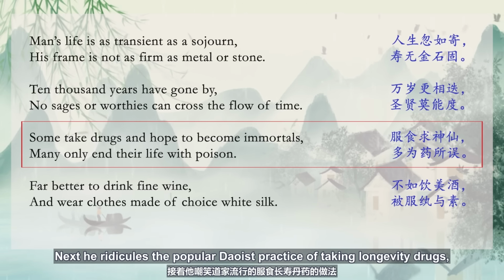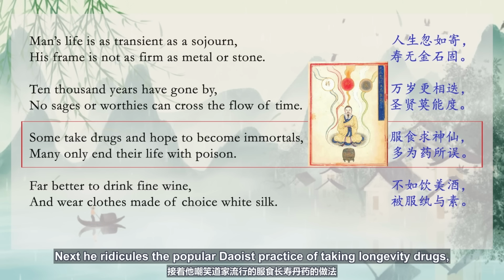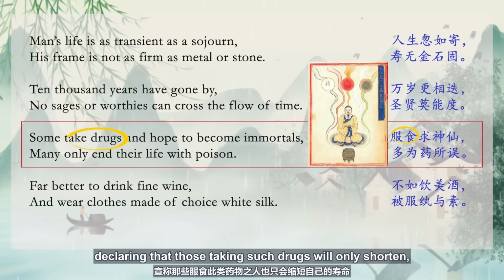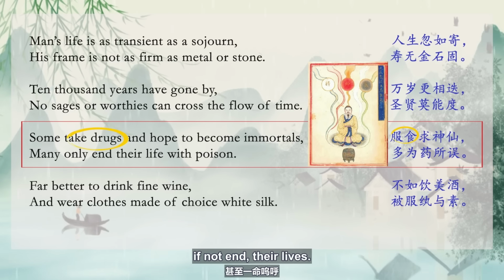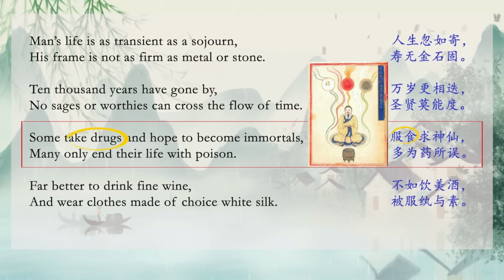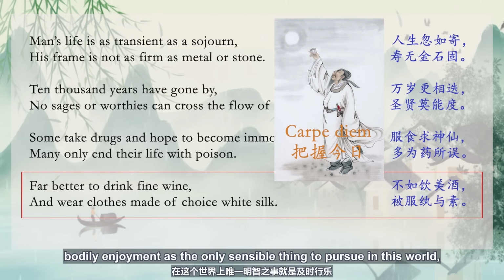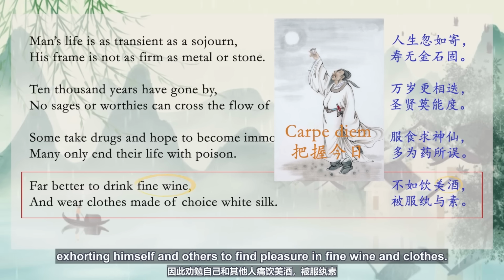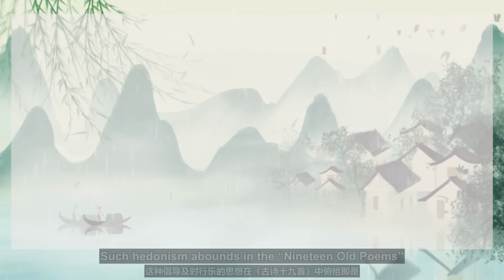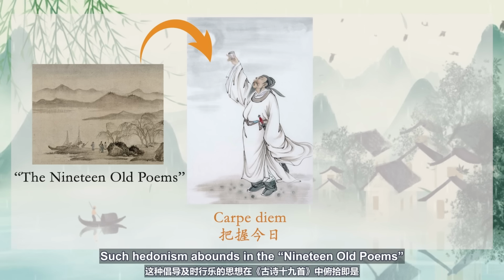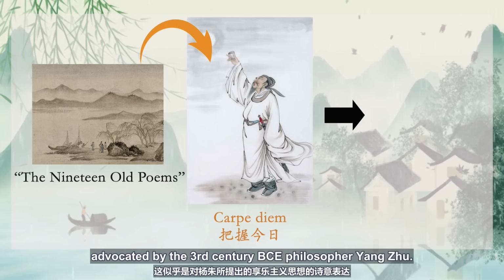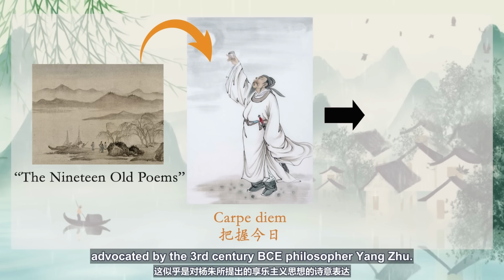Next, he ridicules the popular Taoist practice of taking longevity drugs, declaring that those taking such drugs will only shorten, if not end, their lives. Finally, he settles on bodily enjoyment as the only sensible thing to pursue in this world, exhorting himself and others to find pleasure in fine wine and clothes. Such hedonism abounds in the 19 poems, and seems to be a poetic rendering of the ideas advocated by the 3rd century BC philosopher Yang Zhu.